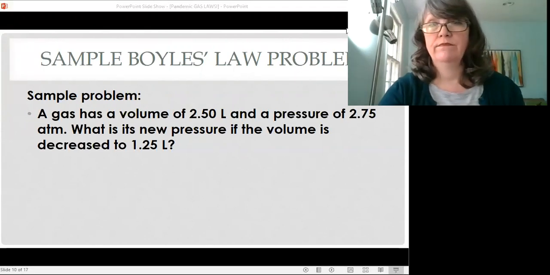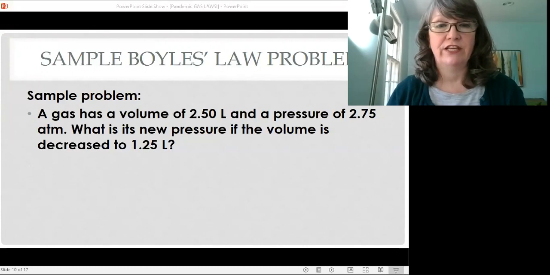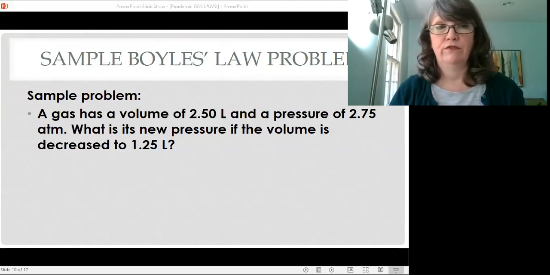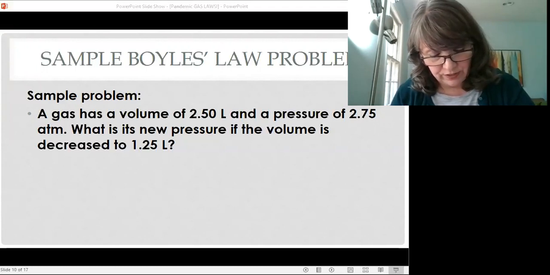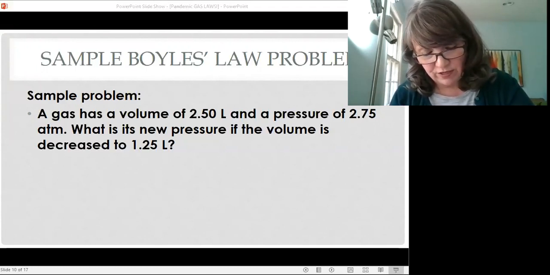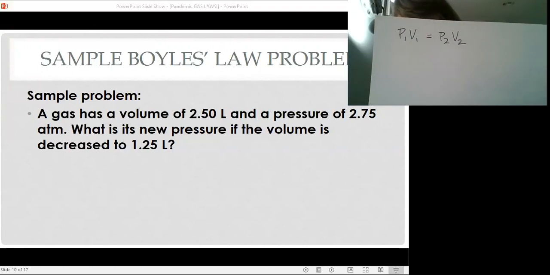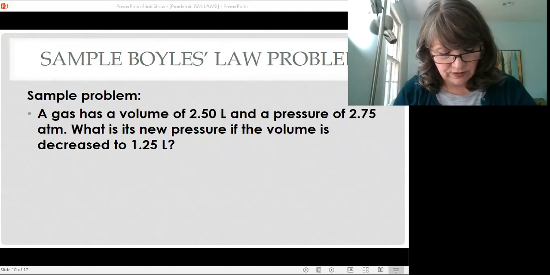So let's try a problem that's a Boyle's Law problem. On this one, you can see that it says a gas has a volume of 2.5 liters and a pressure of 2.75 atmospheres. What is its new pressure if the volume is decreased to 1.25 liters? So my formula, as we said, is the initial pressure times the initial volume equals the new pressure times the new volume, like so. So my initial pressure in this problem is going to be the 2.75 atmospheres.